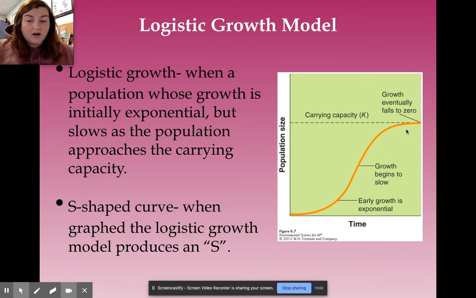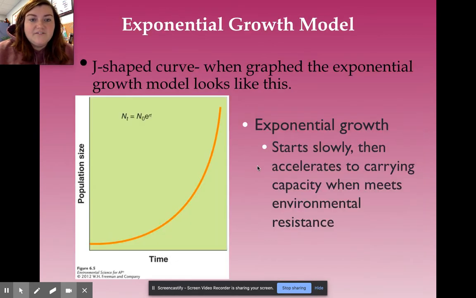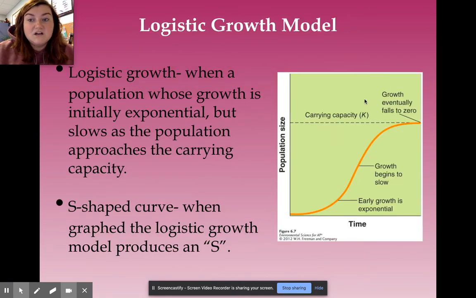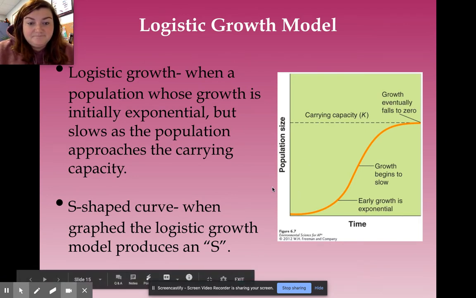Because they are at carrying capacity, the environment cannot handle any more. So when you're at carrying capacity, the growth falls to zero. And if you know that growth is births minus deaths, that would mean that once their growth has fallen to zero, their births and deaths each year for that population are going to be close to even, right? Because you want that growth to be zero to match this. So the growth, births and deaths will be fairly even.